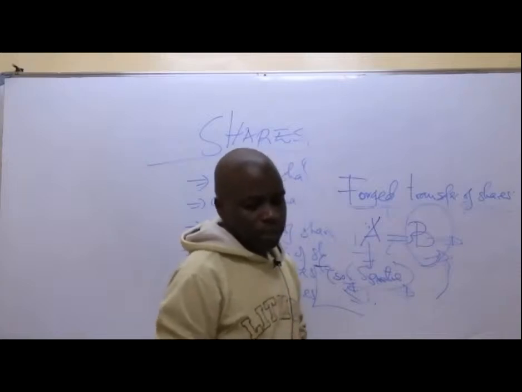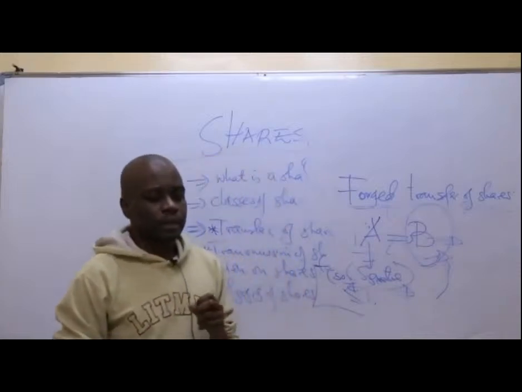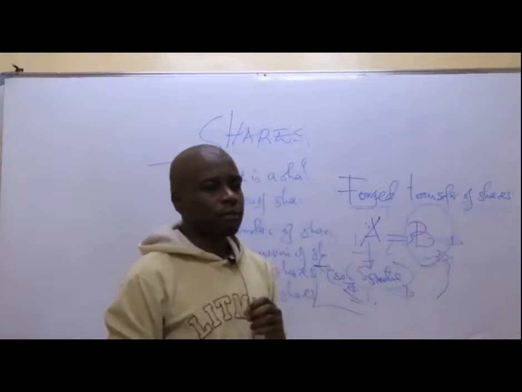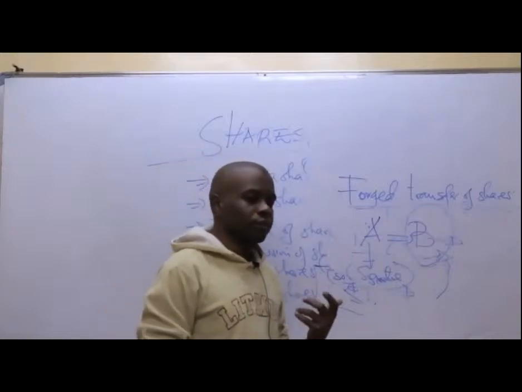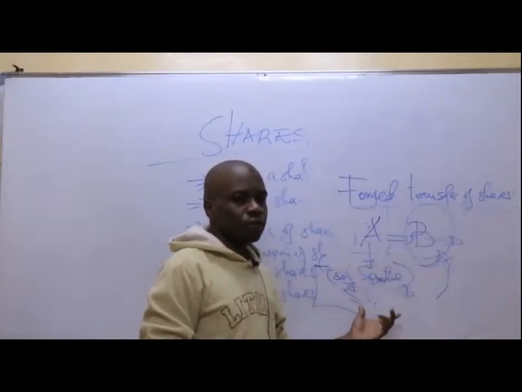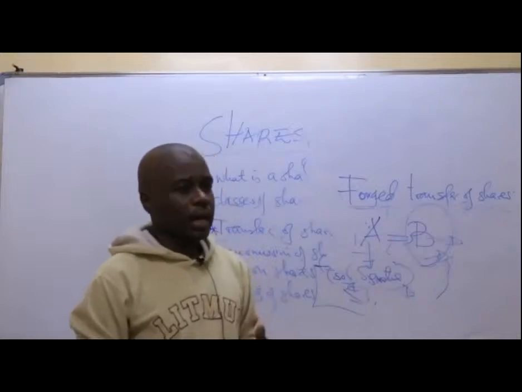So what is the key point here? The key point is for you to know that any forged transfer of shares is usually null and void. It will never pass title to the transferee. The original owner of the shares, the transferor, is the rightful owner and therefore is entitled to get back his or her shares.